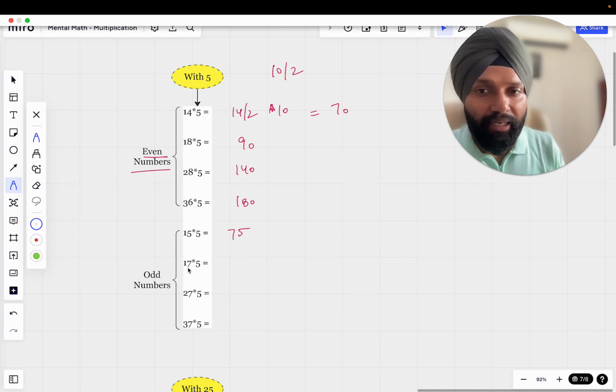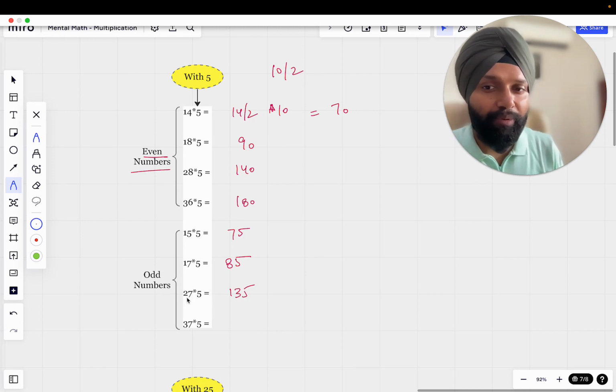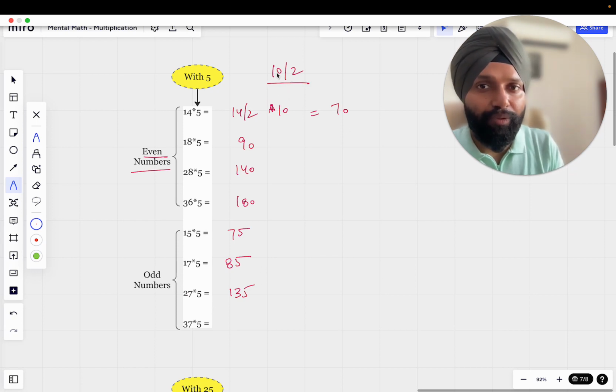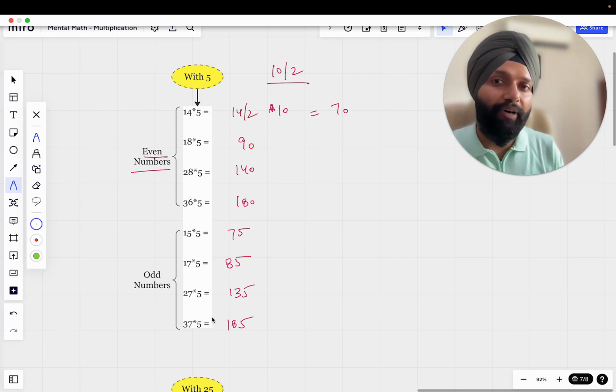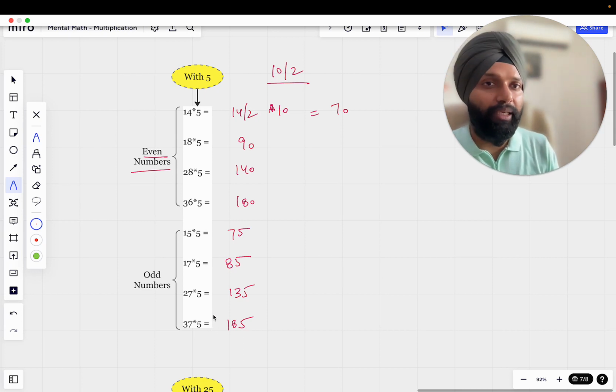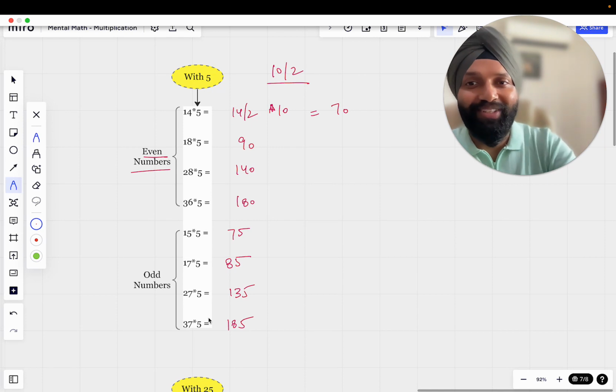Similarly, I think of it in terms of 16 plus 1. So it's 8.5, which when multiplied by 10 will become 85. Similarly, this is 13.5, multiplied by 10 will become 135. So you understand where 13.5 is coming from. Essentially I'm dividing 27 by 2 and then multiplying by 10, which is what we have, right? So 37 by 2 is 18.5, multiplied by 10 is 185. So when I multiply with 5, I instead think in terms of dividing by 2 and then multiplying by 10. So that simplifies the job.